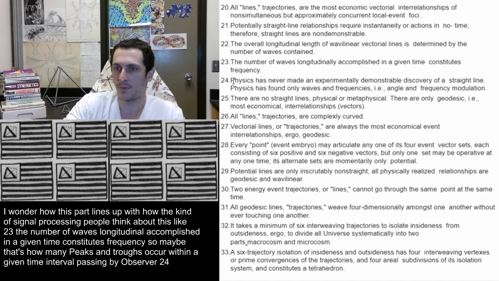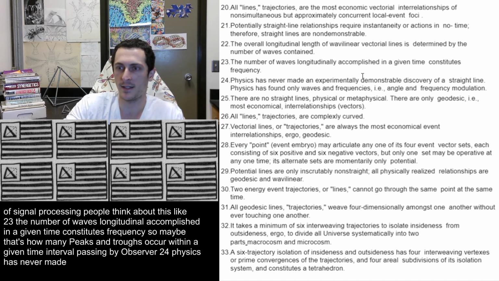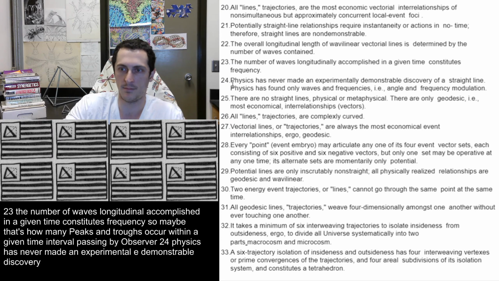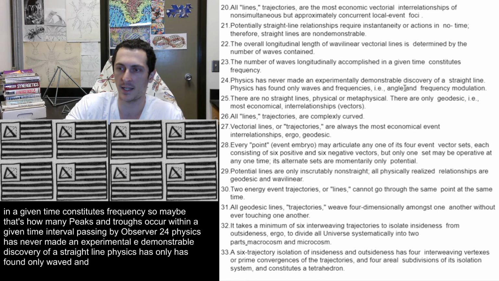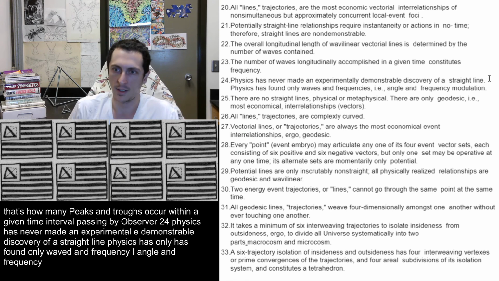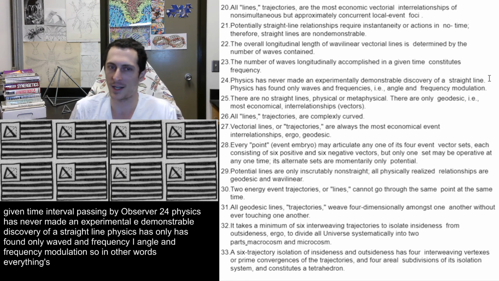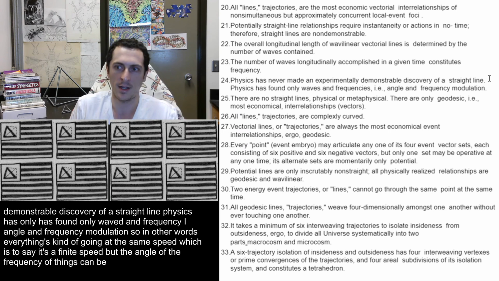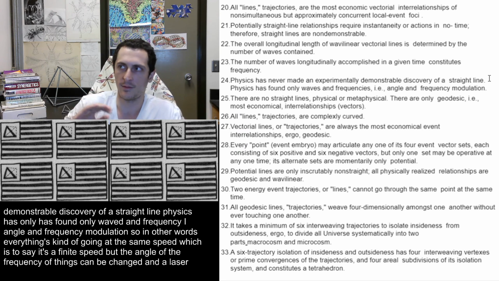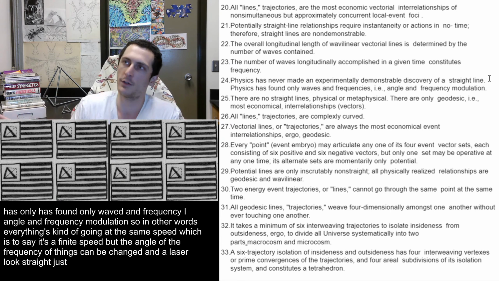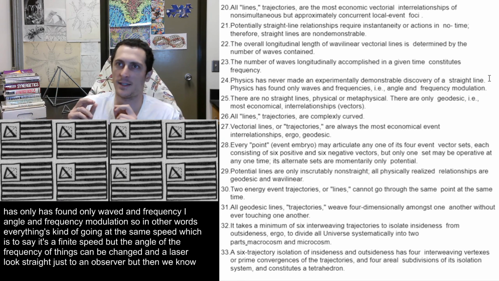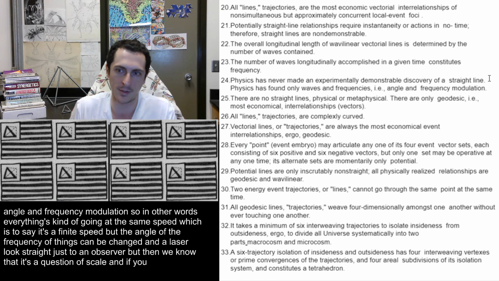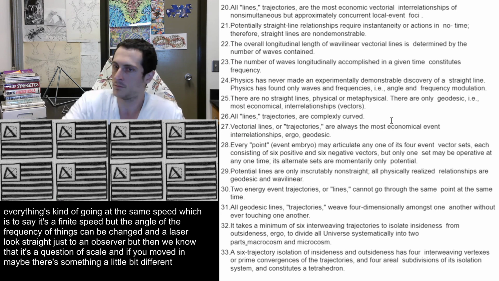24. Physics has never made an experimentally demonstrable discovery of a straight line. Physics has found only waves and frequency, i.e. angle and frequency modulation. So in other words, everything's kind of going at the same speed, which is to say it's a finite speed, but the angle and the frequency of things can be changed. And a laser looks straight just to an observer, but then we know that it's a question of scale, and if you moved in, maybe there's something a little bit different happening.